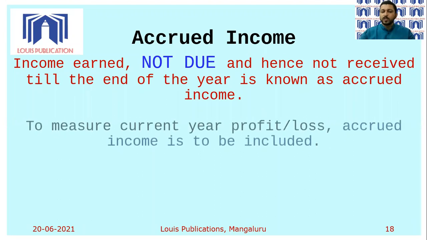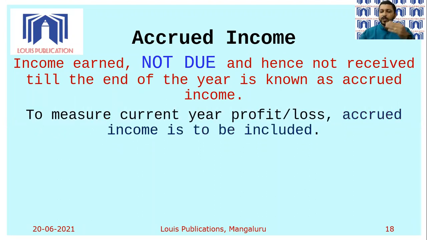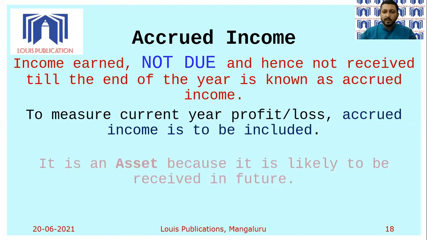So we need to use this concept a little sparingly and not misuse it or use it any time that we want. Now, accrued income: interest for the month of January, February, and March, that is relating to our current year. We have earned it, but it is not due, so we have not received it. But we have to incorporate that in our profit and loss account to find the current year profit or loss, because it's relating to the current year.